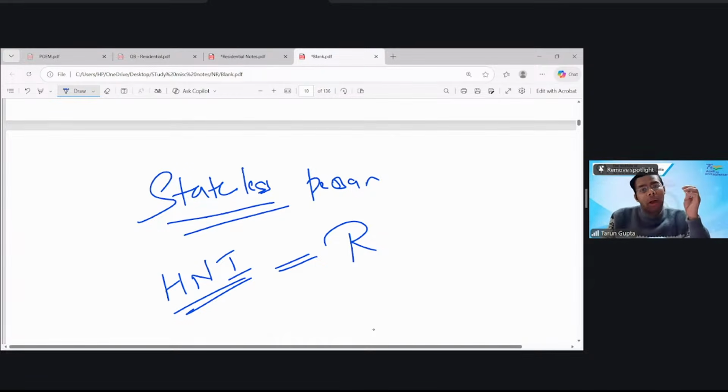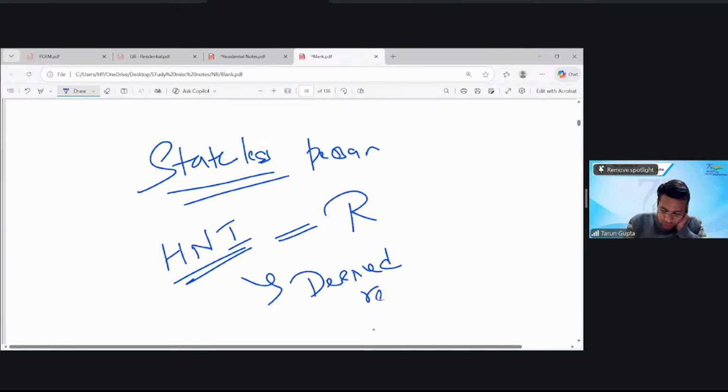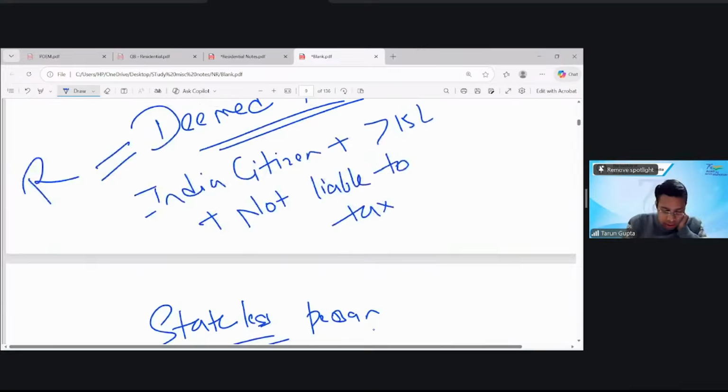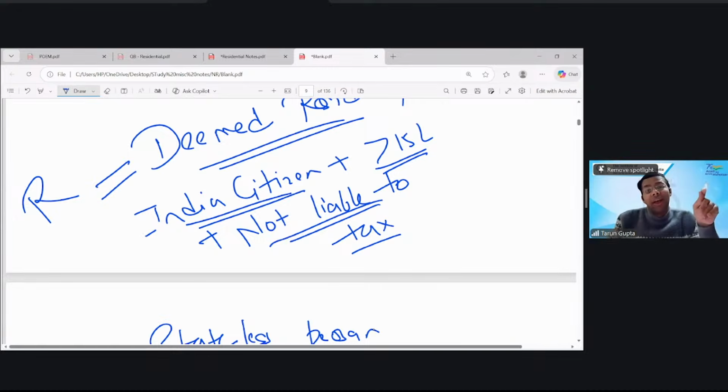Indian government doesn't like that. Indian government said if you are an Indian citizen and you are not resident in any country, then I will deem you as a resident. So they are called deemed residents. And if you see, the condition here is you should be an Indian citizen, your Indian income should be more than 15 lakh, and you should not be liable to tax in any country. There is no condition of stay. Even if you don't stay for a single day in India, you can still satisfy all these three conditions, and you will be deemed to be resident.